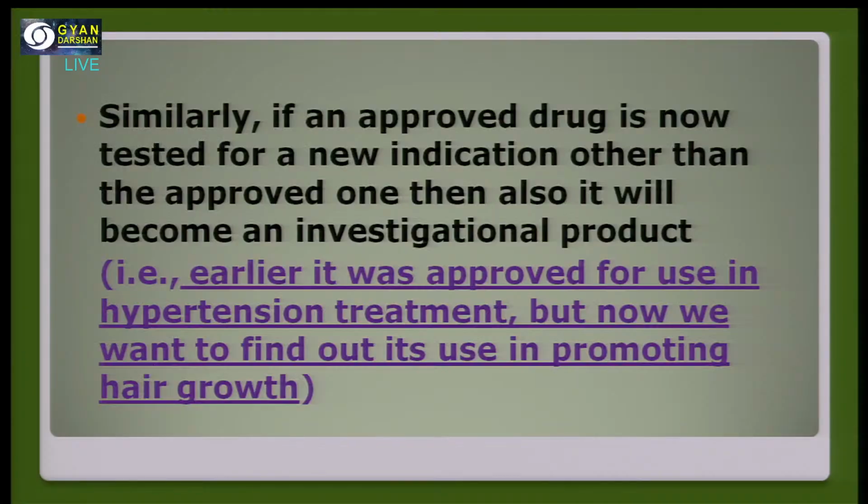Similarly, if there is an approved drug which is tested for a new indication other than the one which already exists. For example, there was a drug which was earlier being used for hypertension or high BP, but now we want to find out whether the same drug is also useful in promoting hair growth. So again, we will have to experiment with this particular drug for this purpose, that is hair growth. So in that case also, this existing drug will become an investigational drug.